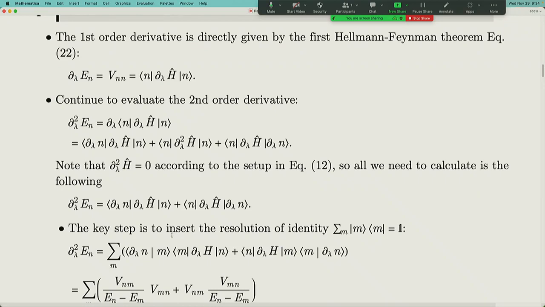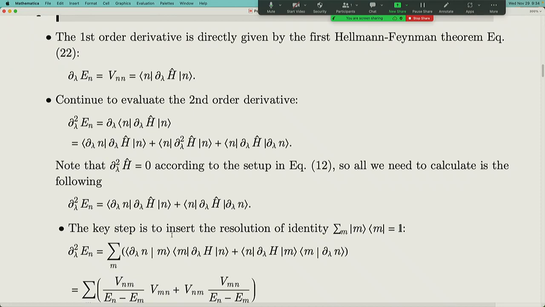The key step to compute them is to insert the very important trick, the resolution of identity. Because with this formula, you don't know where to go. It doesn't look like anything where you can apply the Hellmann-Feynman theorem. To apply it, you need to have the state derivative in a product with some basis. Where do you get that basis? You get that basis state for free from the resolution of identity.